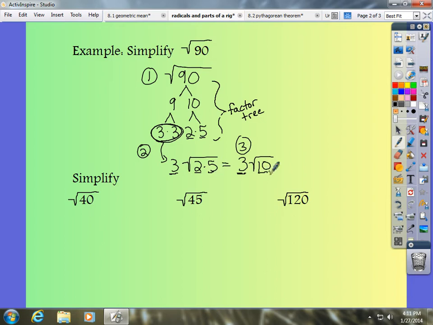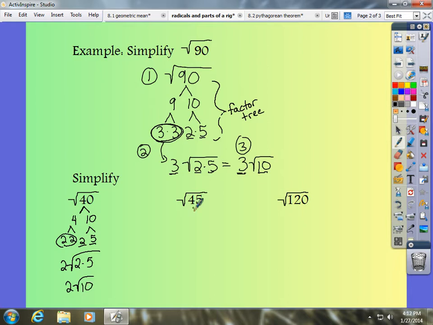Now we're going to do 40. So first we're going to do our factor tree. 4 and 10, that's 2 and 2, and that's 2 and 5. Notice we have this pair of 2's. They're going to go on the outside, but this 2 is by himself and this 5 is by himself, so the pair goes outside, and we write it just once. This is 2 times the square root of 2 times 5, which simplifies to 2 times the square root of 10.